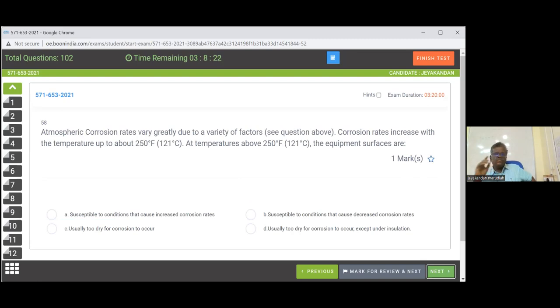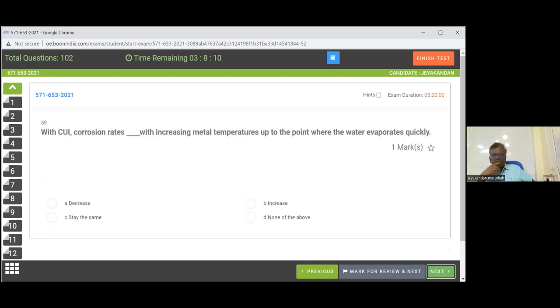Atmospheric corrosion rates vary greatly due to a variety of factors. Corrosion rates increase with temperature up to about 250 degrees Fahrenheit. At temperatures above that, the equipment surfaces are usually too dry for corrosion to occur, except CUI. Next. With CUI, the corrosion rate will increase with increasing metal temperature.